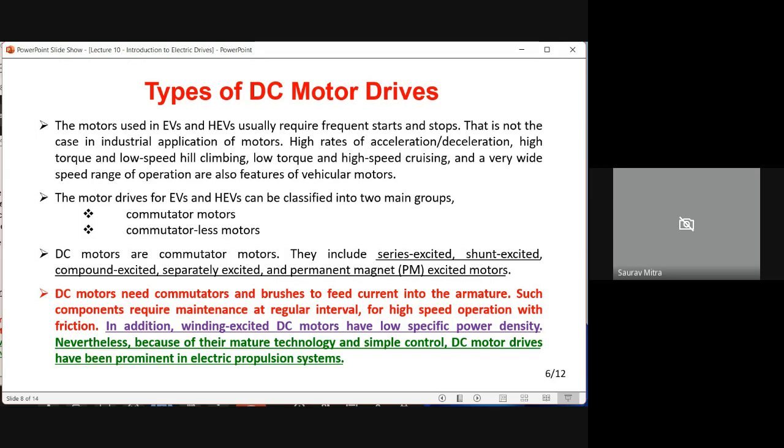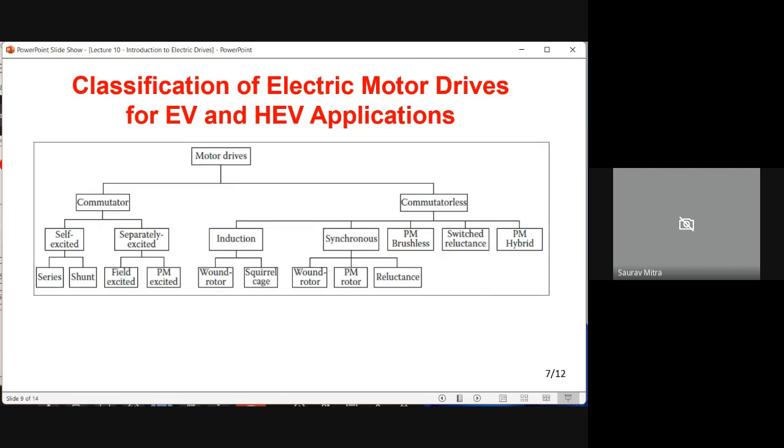Because of mature technology and simple control, DC motor drives have been prominent in electric propulsion systems. One very important characteristic I would like to tell you is that a DC motor has very high starting torque, and that is the main reason. You should remember this and write it down: why DC motor? Because it has a very high starting torque. Why so? We are going to see that in module number 3. Because of that characteristic, just for starting the vehicle, the DC motor is the best choice, because initially it gives a kind of impulse, a huge starting torque. And it's a mature technology, in use since long, so we know about the DC motor quite well.